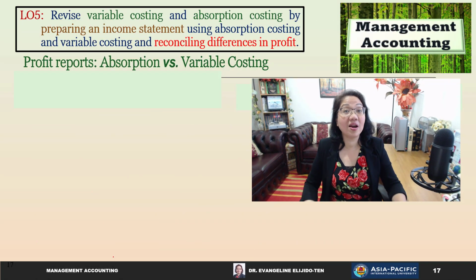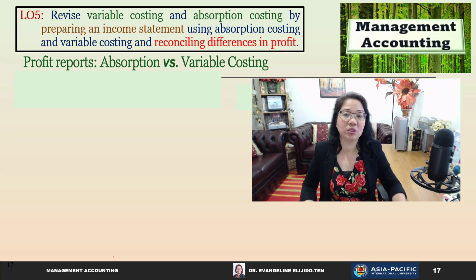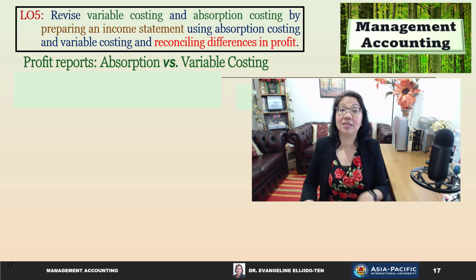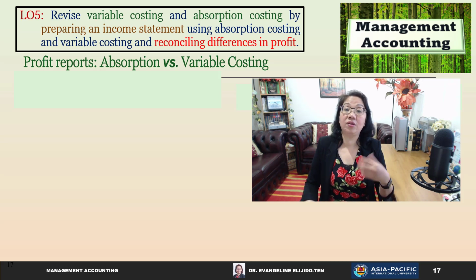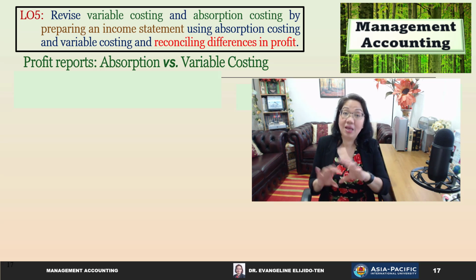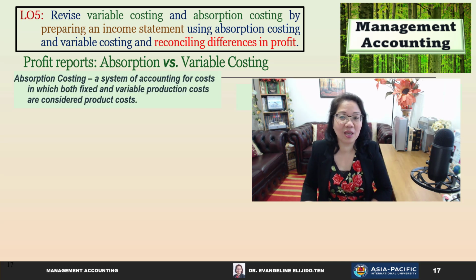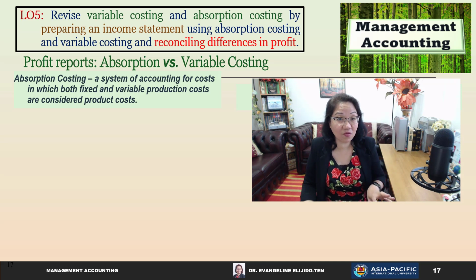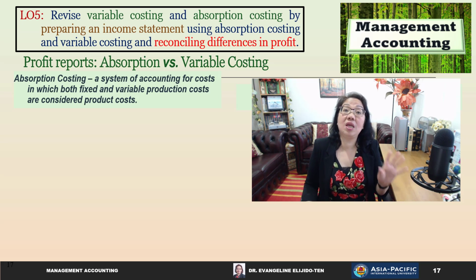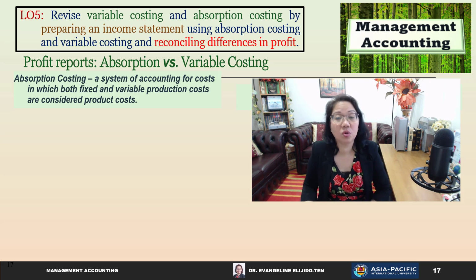We'll revise variable costing and absorption costing by preparing an income statement using both absorption and variable costing. And we will reconcile the differences in the profit calculated under absorption and variable costing. By the way, variable costing format is also the contribution margin format. So let's start with absorption costing. You've already seen how an income statement format looks. That is normally the one that is used in the financial reports, and that is absorption costing.